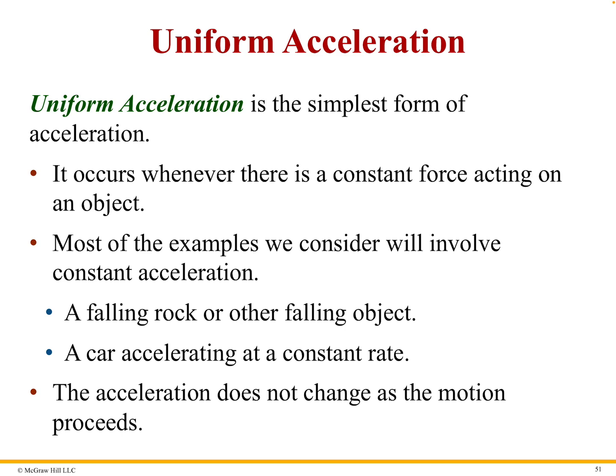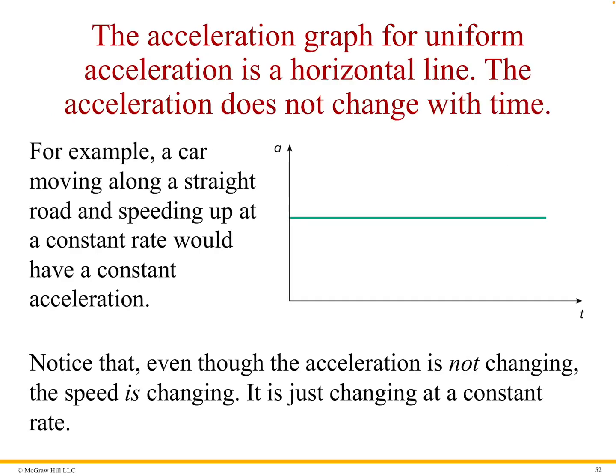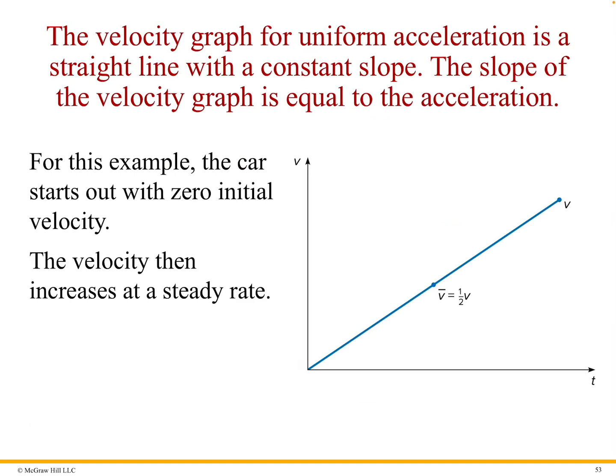And you could come up with a lot of other examples, like a falling rock or a falling object or a car accelerating at a constant rate. For example, a car moving along a straight road and speeding up at a constant rate would have a constant acceleration. So it's constantly speeding up when it has this constant line right here. Notice this isn't a V versus T or a D versus T, it's an A versus T. So a constant acceleration.